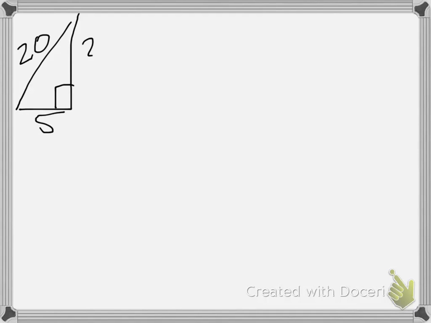So essentially you get a triangle that looks like this. Better take it off the eraser. You get a triangle that looks like this. This is a right angle. Here's 5. Here's 20. And what they want to know is that. We'll call that H. Okay? So that's all they want you to do.